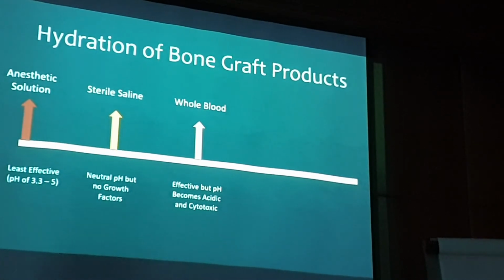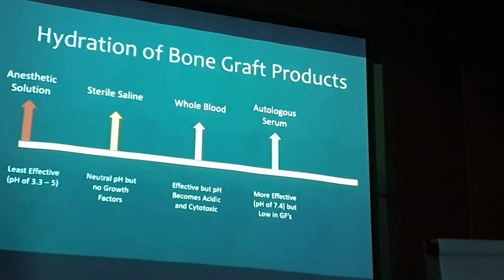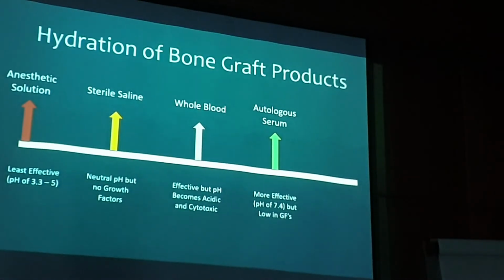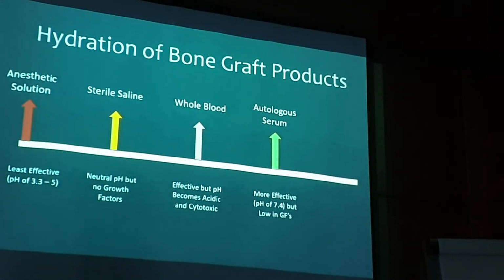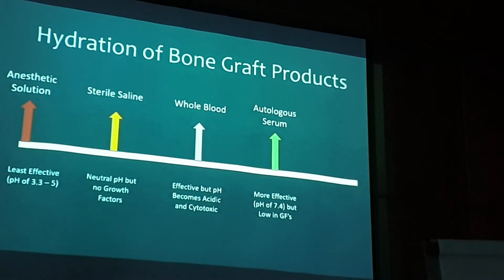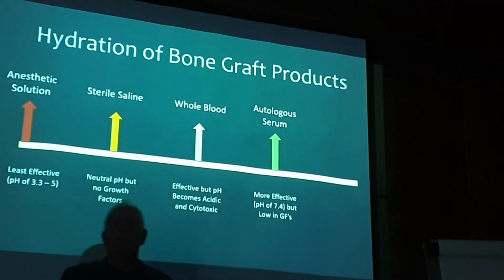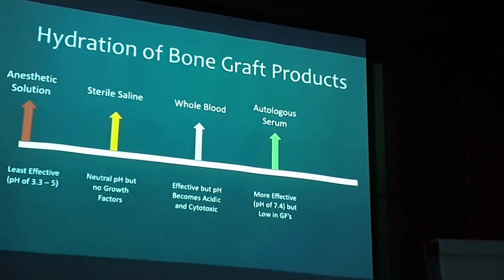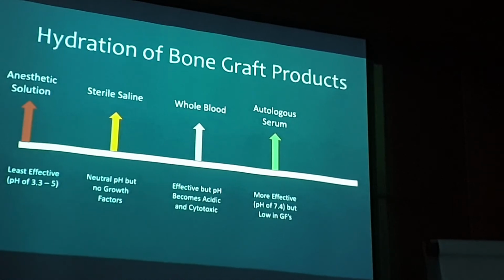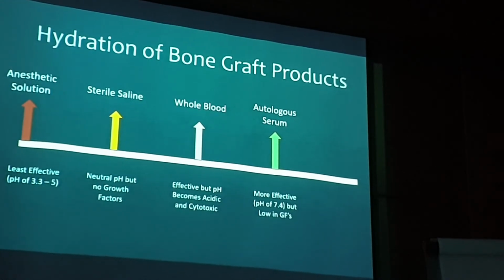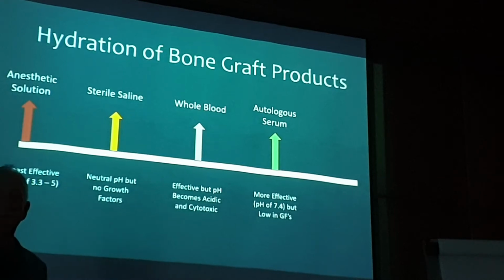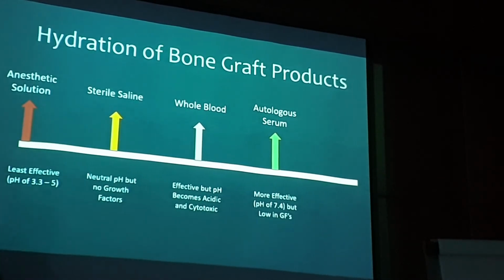Next up from there is autologous serum. How many of you use PRF in your practices currently? Three people? We're gonna have some fun tomorrow. Because by the end of tomorrow, all of you will be using it. It's incredibly effective because it's pH 7.4, which is physiologic neutral. That's what you want. From the moment you put a material inside your surgical site, you want to be physiologic neutral. Exceedingly important. And it also contains some growth factors that are already released into the bloodstream.